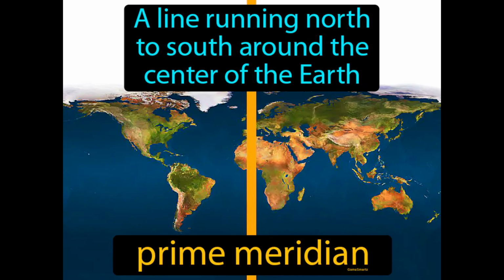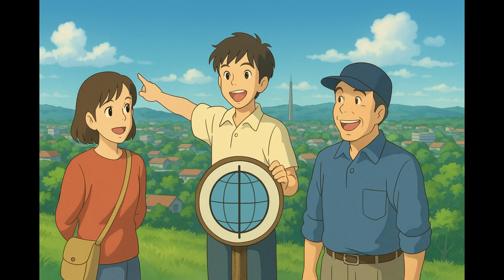A line running north to south around the center of the Earth. Prime meridian. The prime meridian is the imaginary line that divides the Earth into the eastern and western hemispheres. Imagine navigating through a crowded shopping mall where you need a central point to orient yourself and decide which direction to take for the various stores.